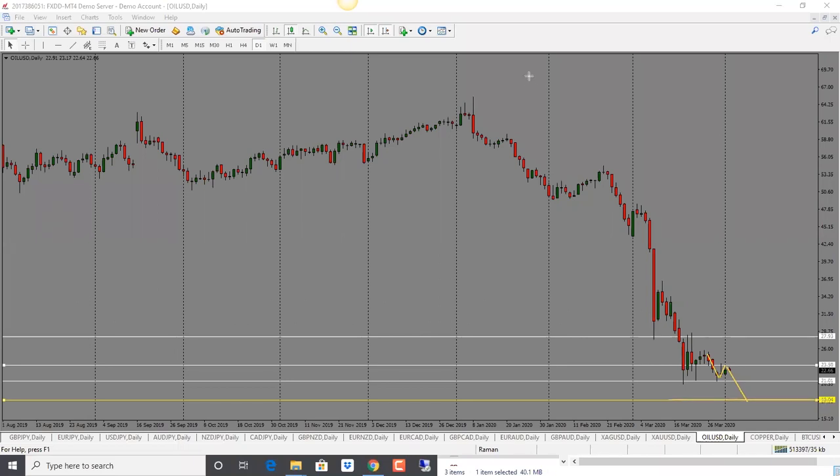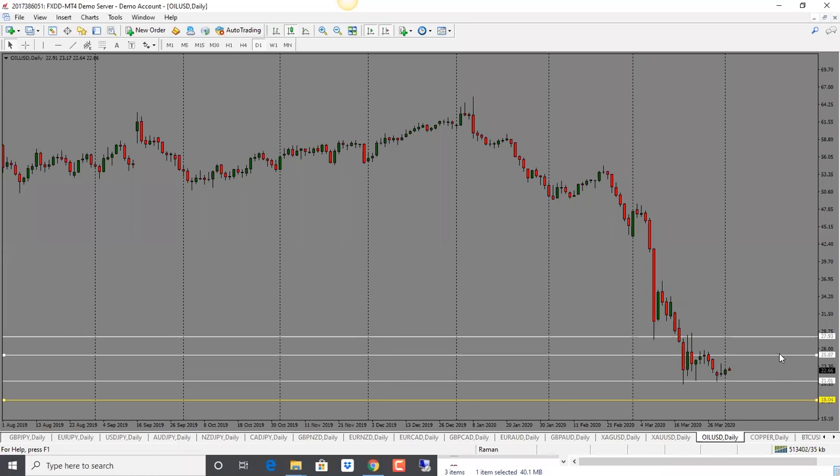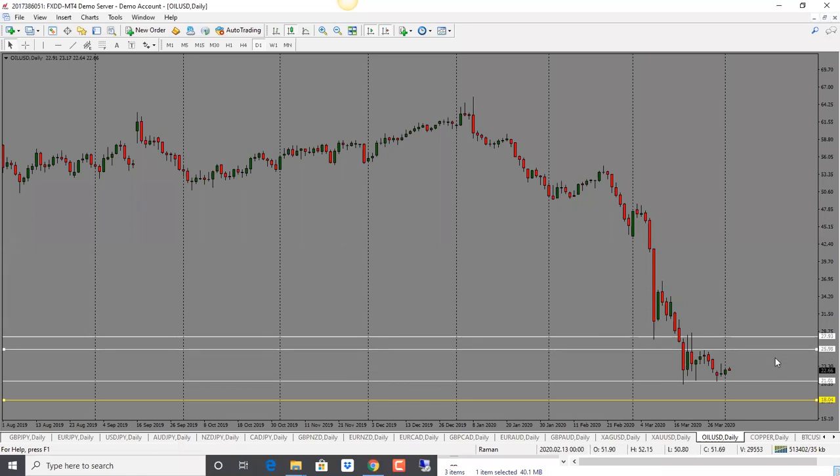So bias is bearish, but again, we have to be cautious here because we are into lows, 30-year lows or something like that, or sorry, 18-year lows. So if price does not break below this 21 level, we could see price bounce back up. So bias is bearish. Just be cautious of this 21 level.